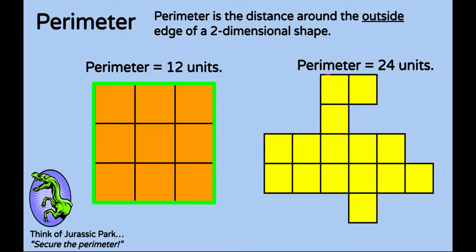So count with me. 1, 2, 3, 4, 5, 6, 7, 8, 9, 10, 11, 12, 13, 14, 15, 16, 17, 18, 19, 20, 21, 22, 23, 24. 24 units. Did you notice I did not stop or lift my pencil or my cursor? My cursor was consistently down so that you don't lose count. That's just a little strategy to help you.